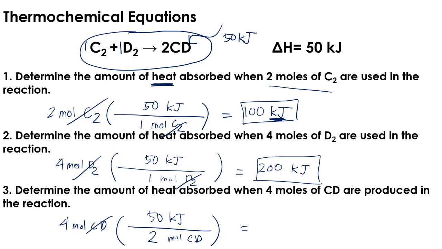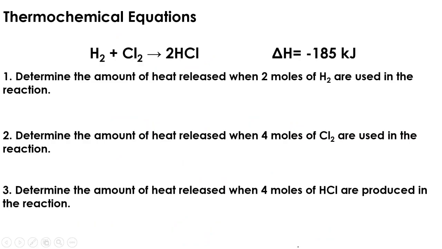Moles of CD cancel. What's left is kilojoules. And then let's solve this one. 4 times 50 is 200, over 2. So that's equal to 100 kilojoules. So the answer for this problem is 100 kilojoules. Let's go to another one.